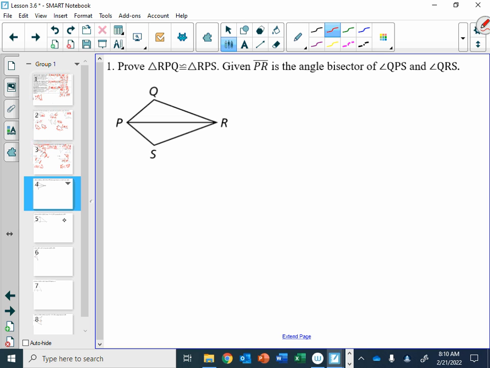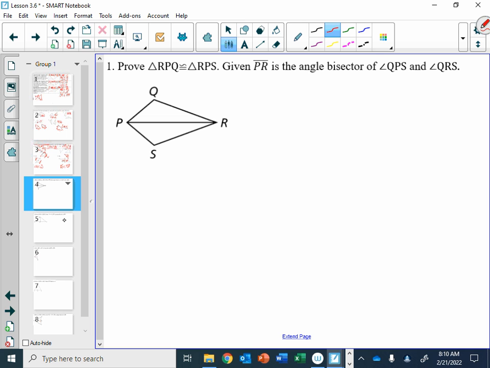Alright, number one. I need to prove that these two triangles are congruent. I'm given that PR is the angle bisector of angle QPS and QRS. We haven't talked about what an angle bisector is, but we can probably figure that out using some context clues. Remind me what bisect means. Splits in half. Right? An angle bisector is splitting an angle in half. So it is the angle bisector of QPS.